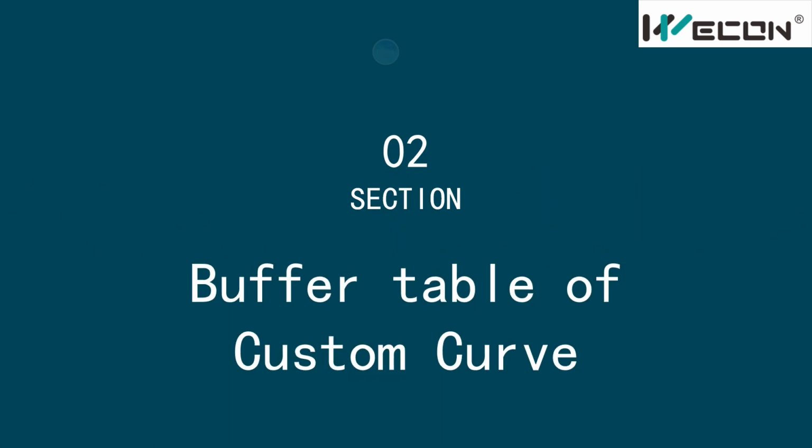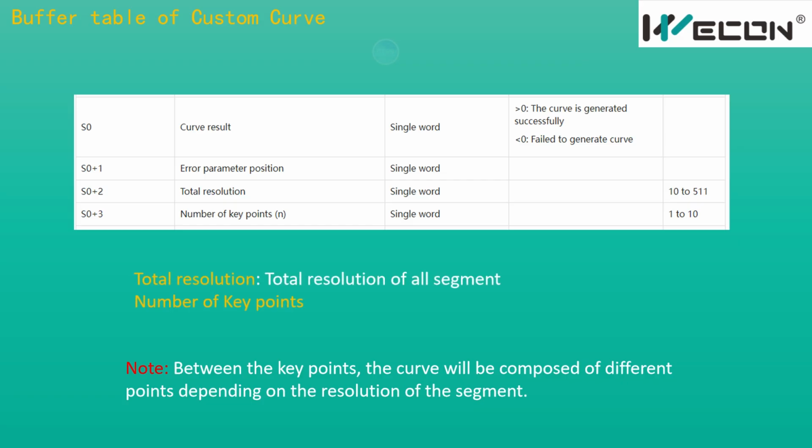Now let's continue to introduce another curve, custom curve. This is the buffer table of the custom curve. Some parameter need to set. First is the total resolution, max to 511. Second parameter is the number of the key points. We can set up to 10 key points. And between two key points, the curve will be composed by different points, depends on the resolution of this segment.